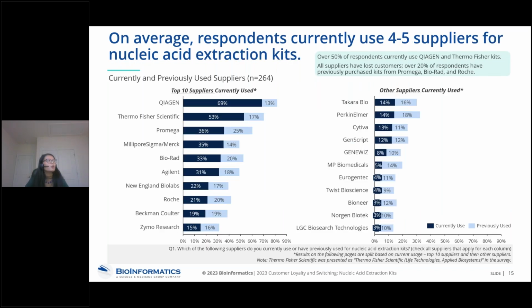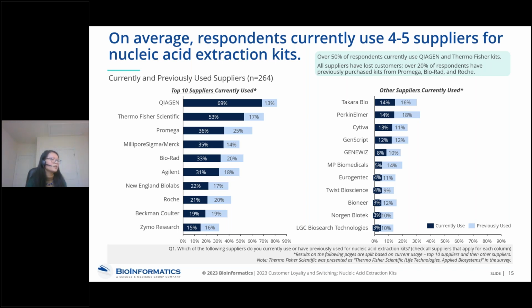So we looked at over 20 suppliers in this study, and we've broken it out by top 10 suppliers based purely on current usage, as well as the other suppliers, to look at these suppliers more holistically. On average, respondents currently use 4 to 5 suppliers for their nucleic acid extraction kits. Over 50% of respondents currently use QIAGEN and Thermo Fisher, although there is strong presence for all of these suppliers here, including Promega, Millipore Sigma, Bio-Rad, Agilent, NEB, Roche, etc.